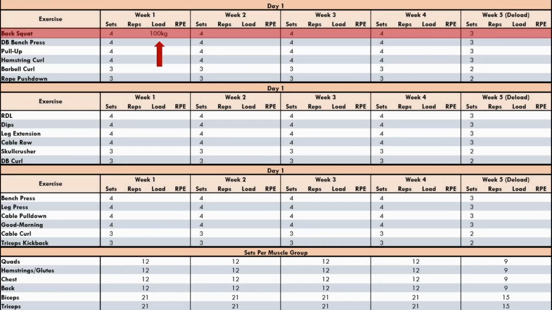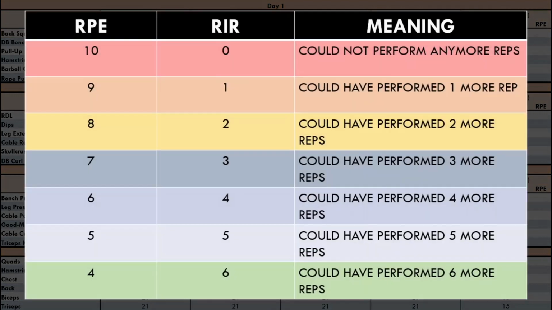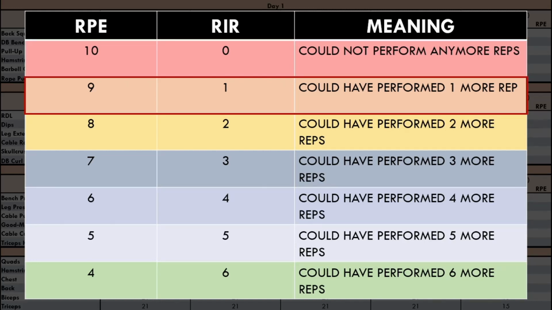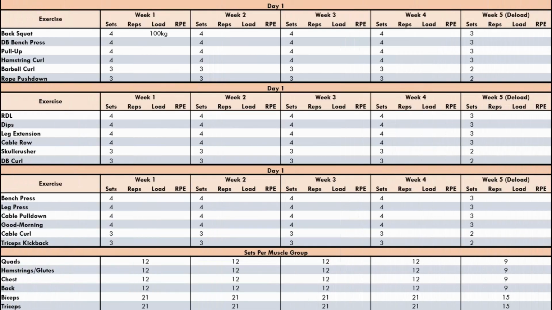This method requires an understanding of the rate of perceived exertion scale, or the reps in reserve scale. Quite simply, an RPE of 10 means that no more reps could have been performed, which would also be a 0 RIR. An RPE of 9 means that one more rep could have been performed before failure, which would be equivalent to a 1 RIR. An RPE of 8 means two more reps could have been performed, which would also be a 2 RIR, and so on.